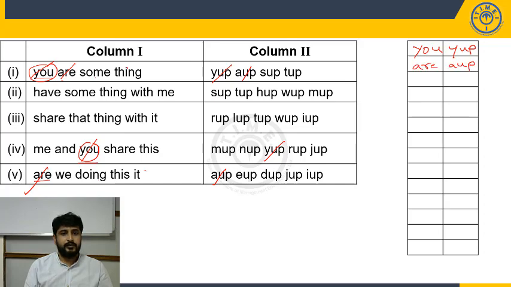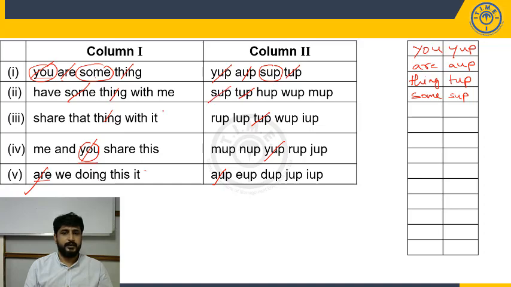Fine. Now let's come to the word "something". The word "thing" is common in the first statement, second statement, as well as the third statement. In these three statements, only "thing" is common. So what is the only common code? TUP. The code for "thing" is TUP. Next, the only remaining word is "sum", and the only remaining code is SUP. So the code for "sum" is SUP.